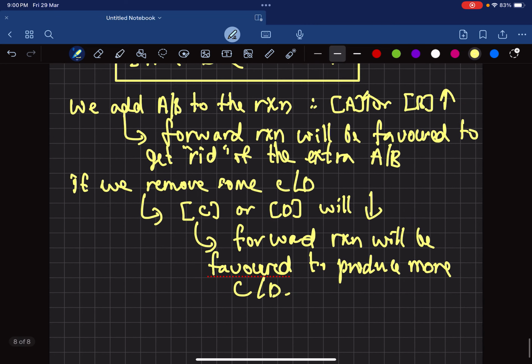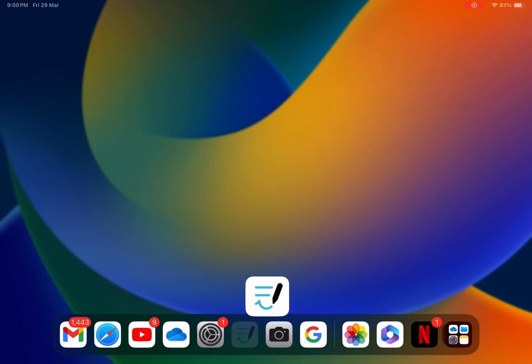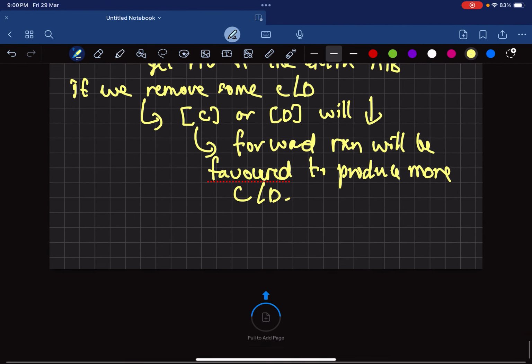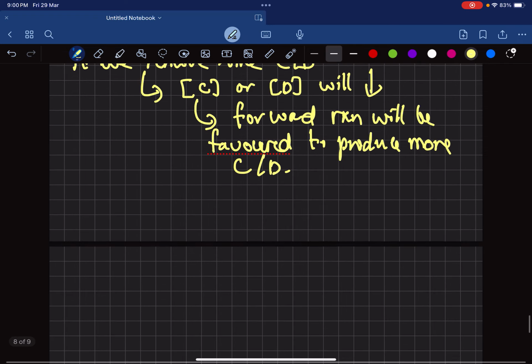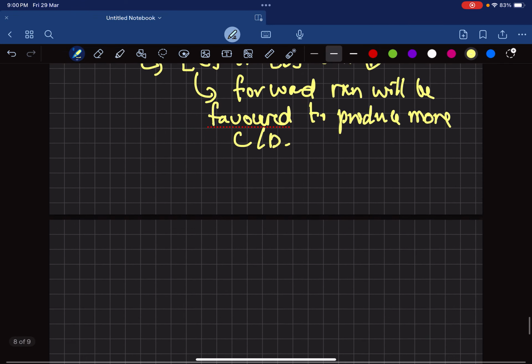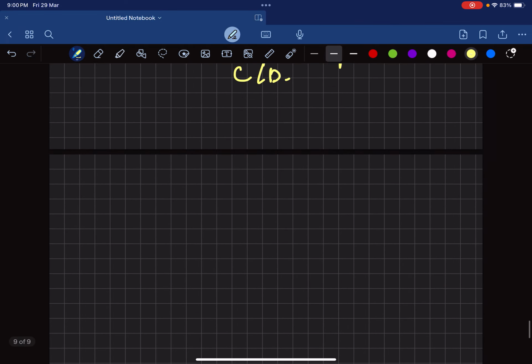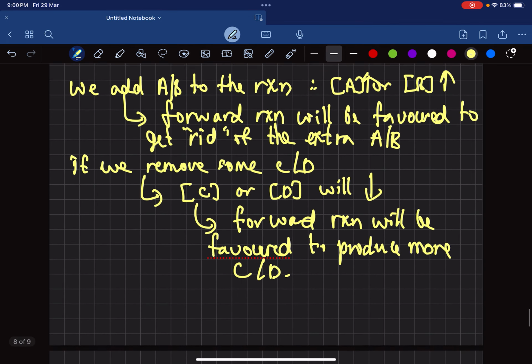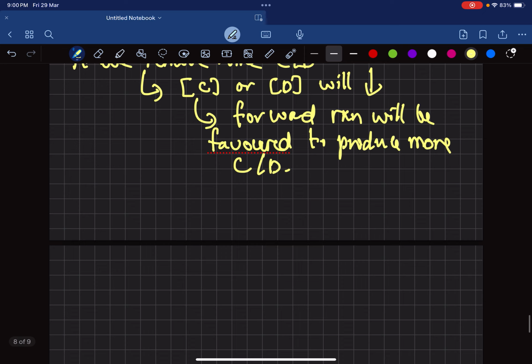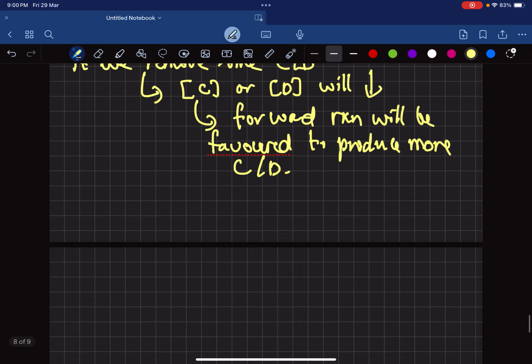Now, the other thing I want to talk to you about is changes in concentration. Let's say you have a system which is a gas. Let's say the same reaction just now again. Let's look at the same reaction again: 3A plus B.